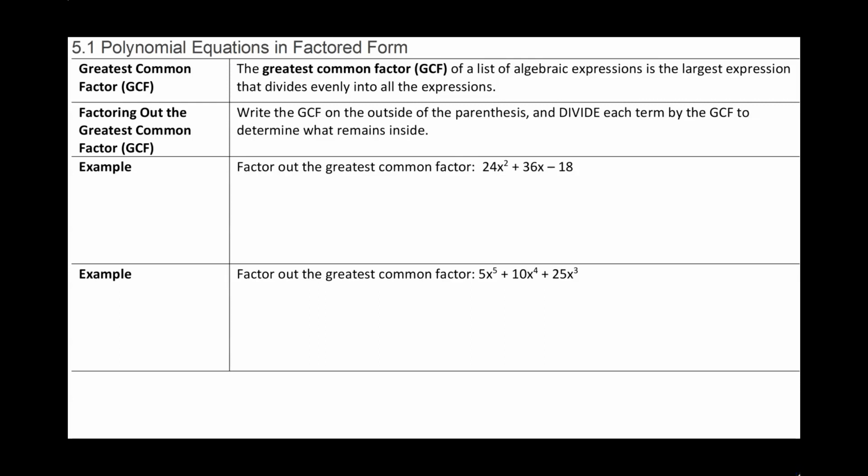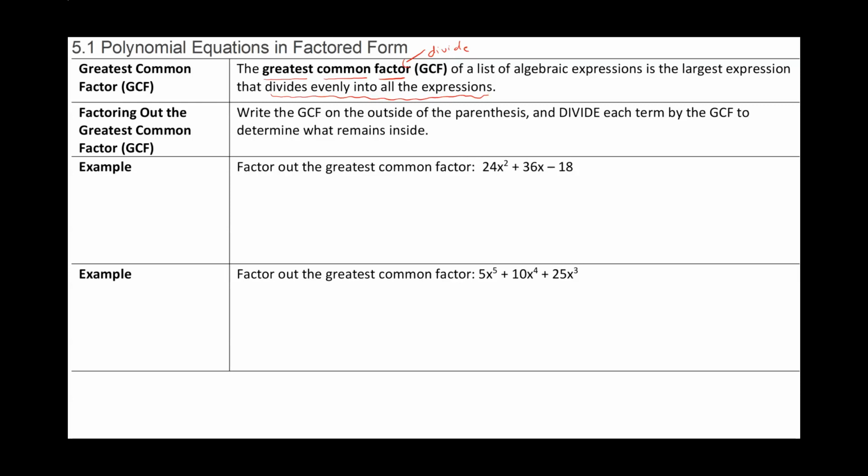In Chapter 5, we will talk about factoring polynomial expressions and equations. And in 5.1, we will start with the greatest common factor. Now, let's break this down. The greatest means bigger. Common means something that all the terms have in common. And factor means something that can divide. So we're looking for the largest expression that divides evenly into all the expressions of a polynomial.